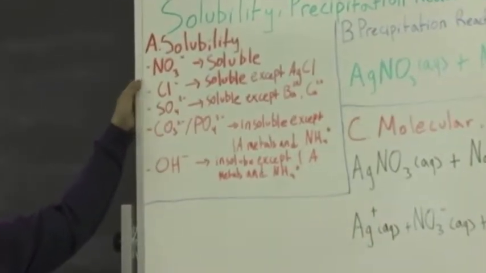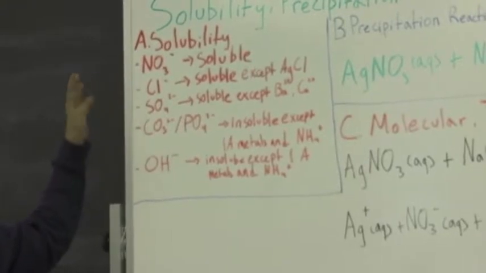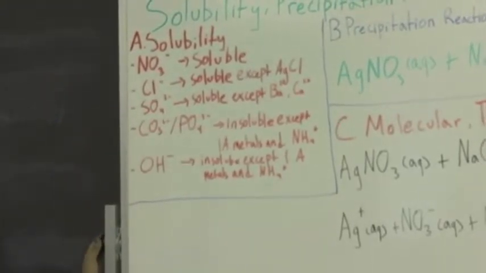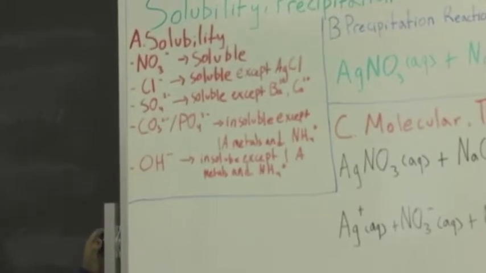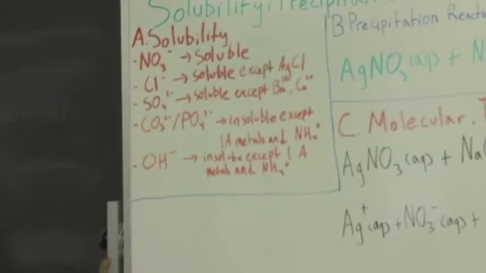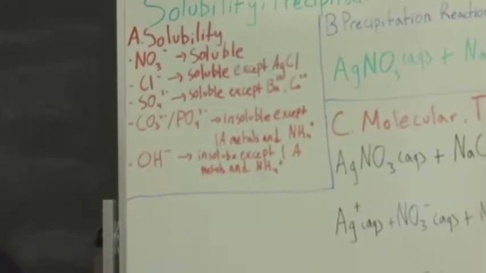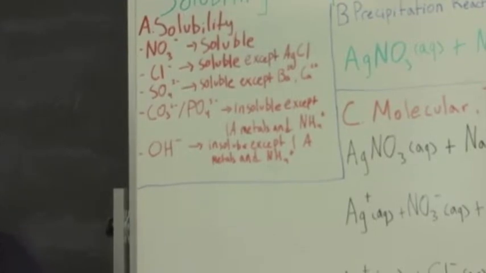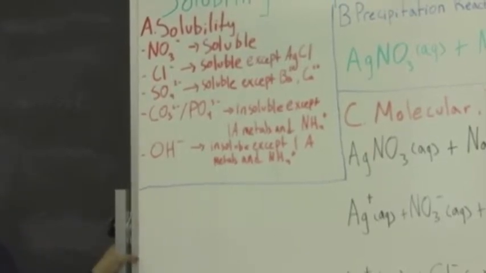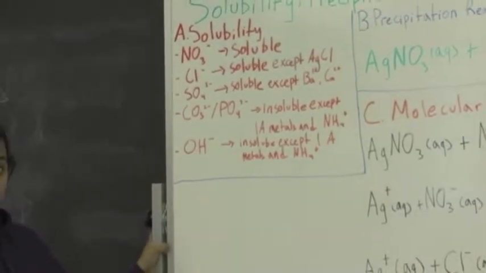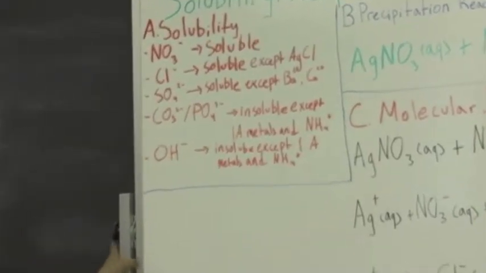So all nitrates are soluble in water. All chlorides are soluble in water except for silver chloride. Sulfates are soluble in water except for barium and calcium. Carbonates and phosphates are insoluble except for the metals in group 1A and ammonia. And all hydroxides are insoluble except for group 1A and ammonia as well.